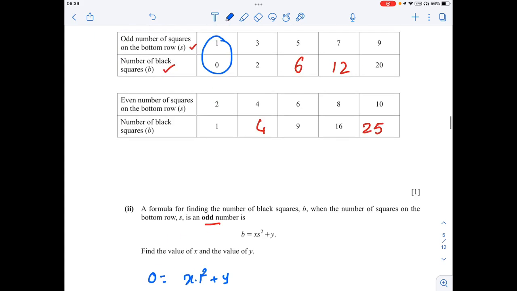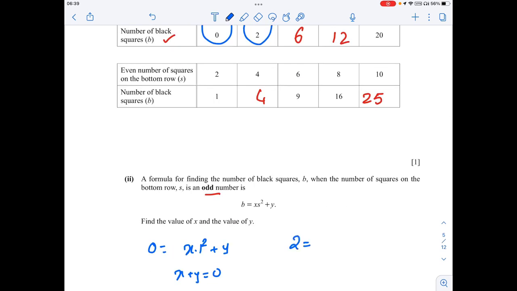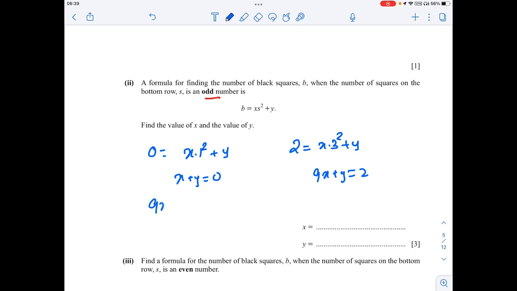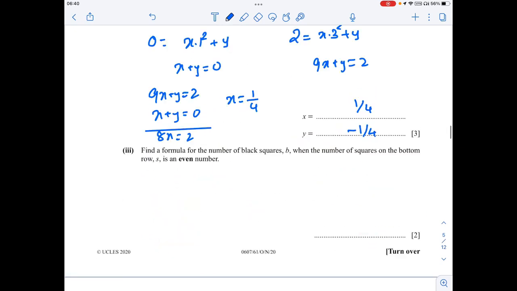Then next I am going to take 3 and 2. So B is 2 and S is 3. 3 square plus y. So 9x plus y equals 2. Subtract these two equations. 9x plus y equals 2. X plus y equals 0. Then subtract, 8x equals 2. So x equals 2 upon 8, which is 1 upon 4. If x is 1 upon 4, y is minus 1 upon 4, because x plus y equals 0.